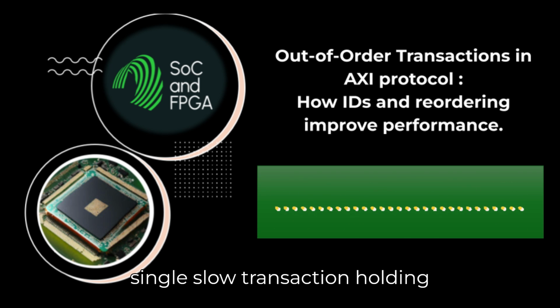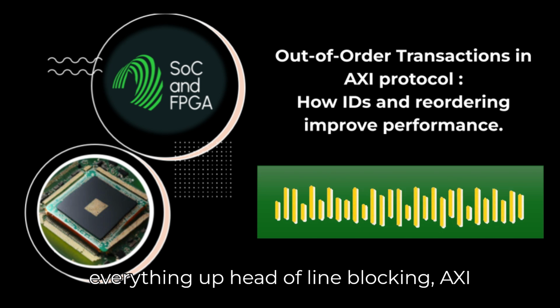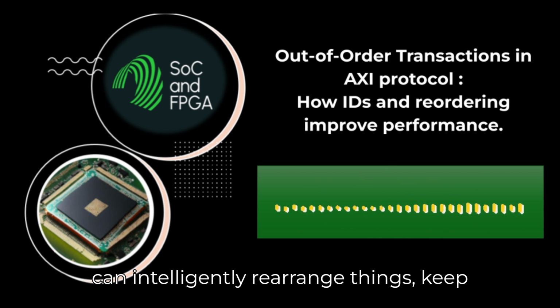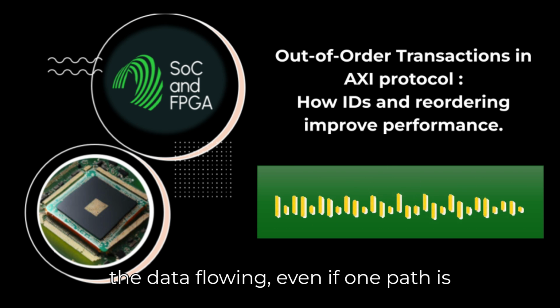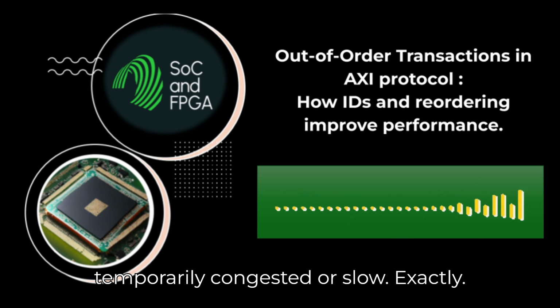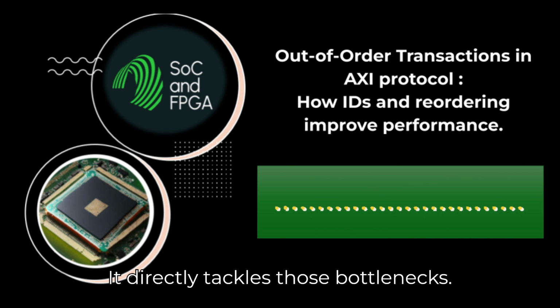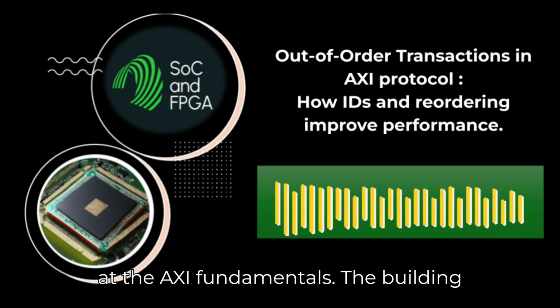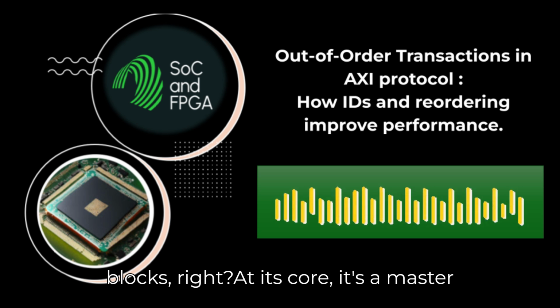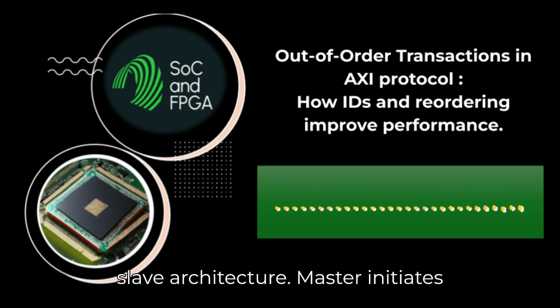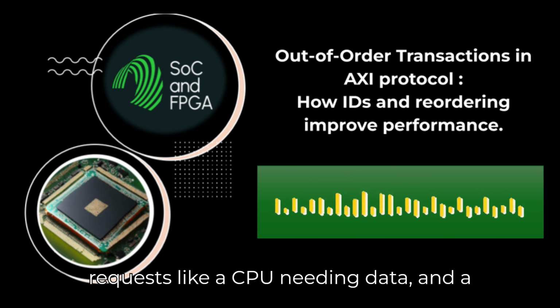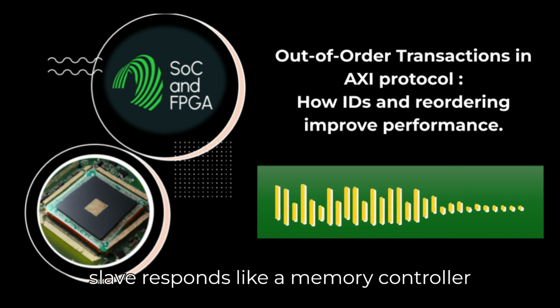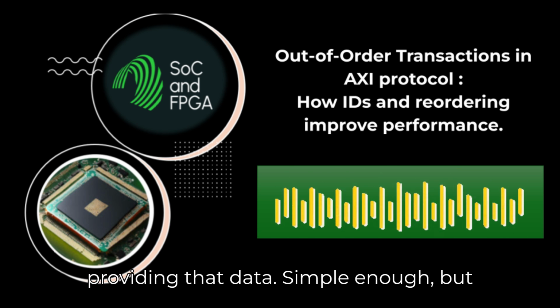Instead of a single slow transaction holding everything up, head of line blocking, AXI can intelligently rearrange things. Keep the data flowing, even if one path is temporarily congested or slow. Exactly. It directly tackles those bottlenecks. Okay, to really get this, we need to look at the AXI fundamentals, the building blocks. Right. At its core, it's a master-slave architecture. Master initiates requests like a CPU needing data. And a slave responds like a memory controller providing that data.